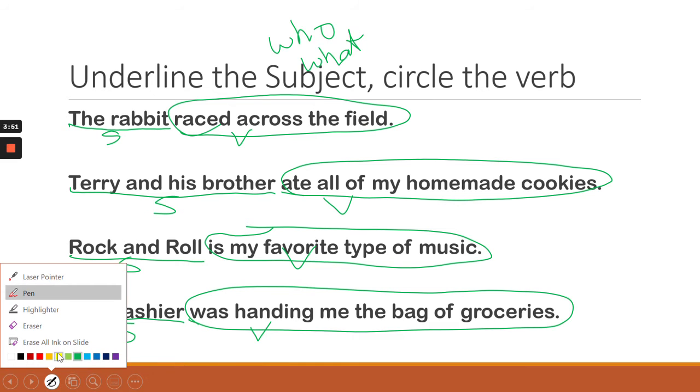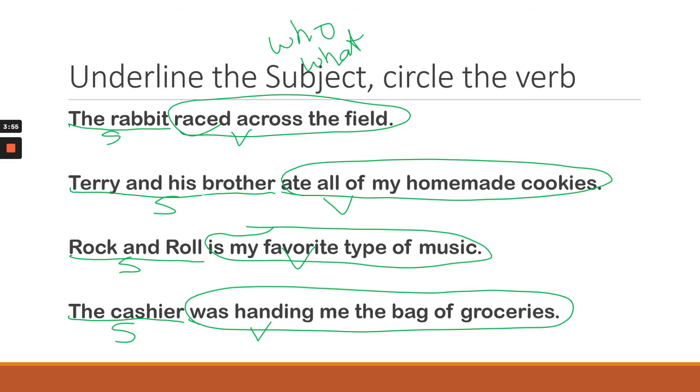Now, before we move on, I do want to point out something. We're trying to simplify it so that we can see that there's a whole chunk of the verb part. And later we're going to talk about how that's got a different name. But I'm going to go back in for a minute and just highlight the verb word. The verb in the first one, the rabbit raced across the field, is raced. In the sentence, Terry and his brother ate all of my homemade cookies, the verb, the action word, is ate. In rock and roll is my favorite type of music, my verb is is. And in the cashier was handing me the bag of groceries, my verb is was. Those are my verbs.